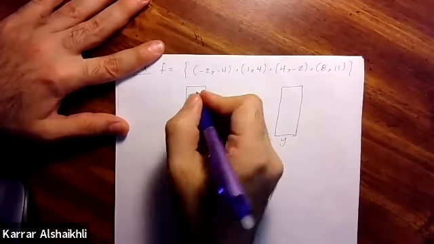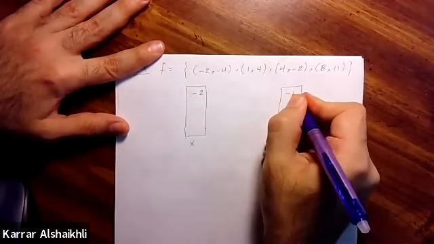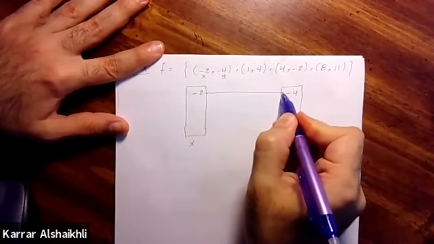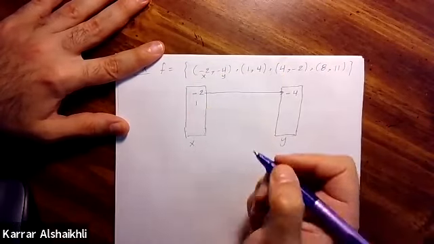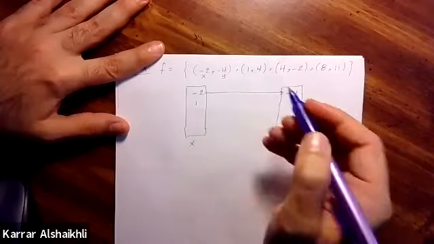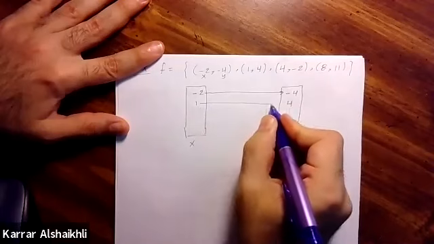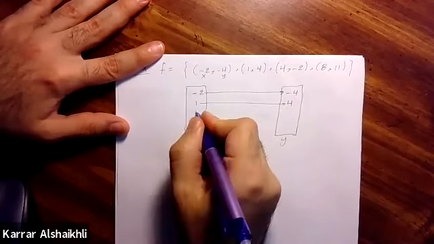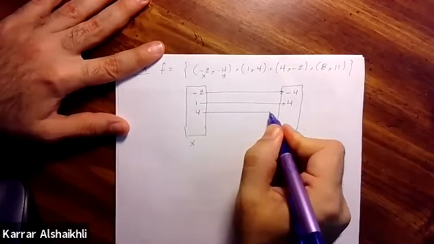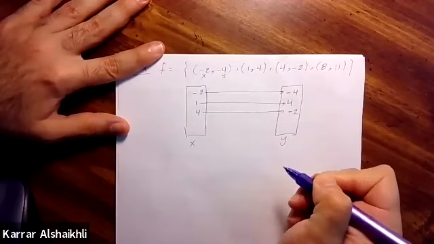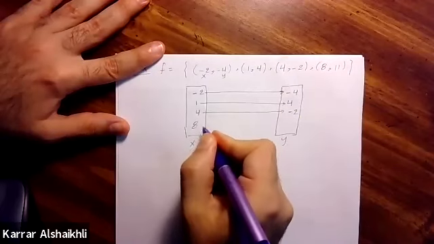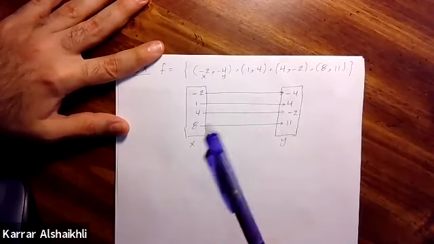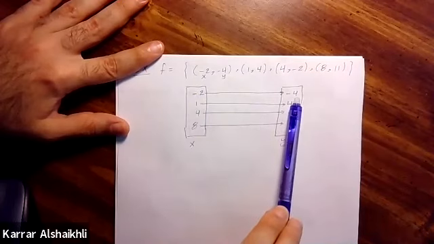So -2 goes to -4, here is -2 and here is -4, because this is the x and here is the y. 1 goes to 4. This is the x, this is the y. 4 is the x here, not the same 4 here. It goes to -2. 8 goes to 11.